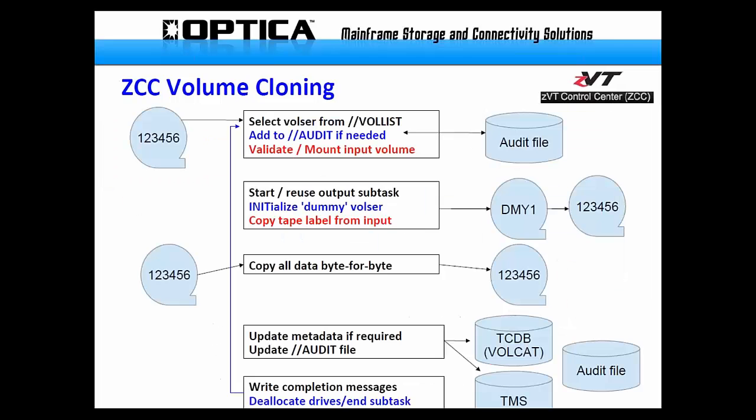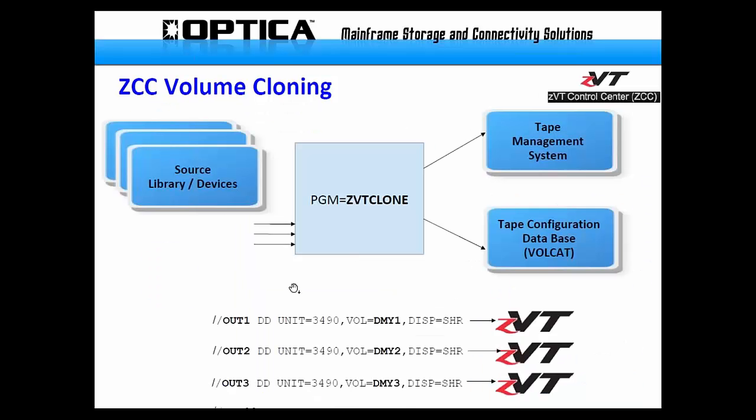I want to talk a little bit more about exactly how this migration works at the volume level, and then show you a very quick example. So the way that volume cloning works is we have some dummy volumes, as we saw in the previous slide. We have some dummy volume serial numbers that are defined in the tape configuration database, defined in the Volcat as belonging to the ZVT.